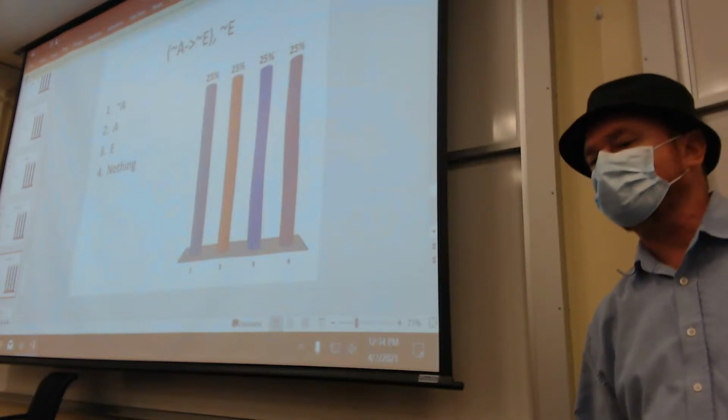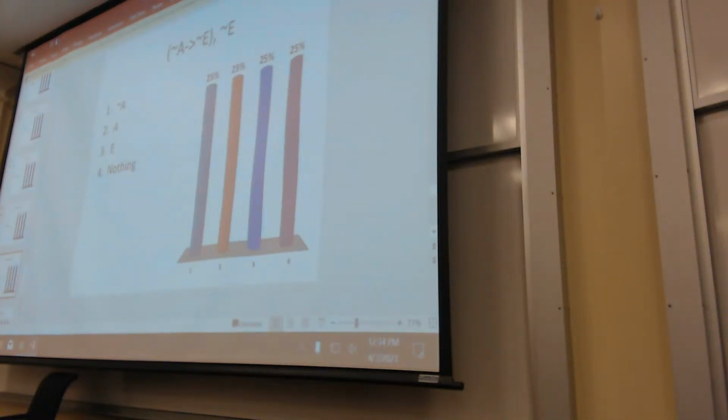If not A, then not E, and the additional claim, not E. What can we get? That's right, nothing. With the arrow, we either need the exact match of the left, we need a not A, or the opposite of the right, we would need an E.